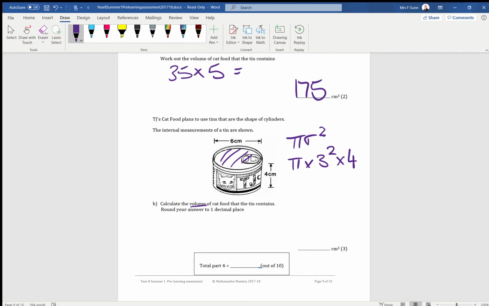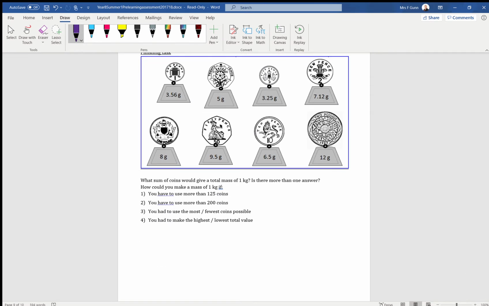So if I type that all in my calculator, 3 squared is 9. Pi times 9 times 4 is 113.0973. I want one decimal place, so I want this one here. That 9 is going to turn that 0 into a 1. 113.1. Okay, and then there's a little extra task.